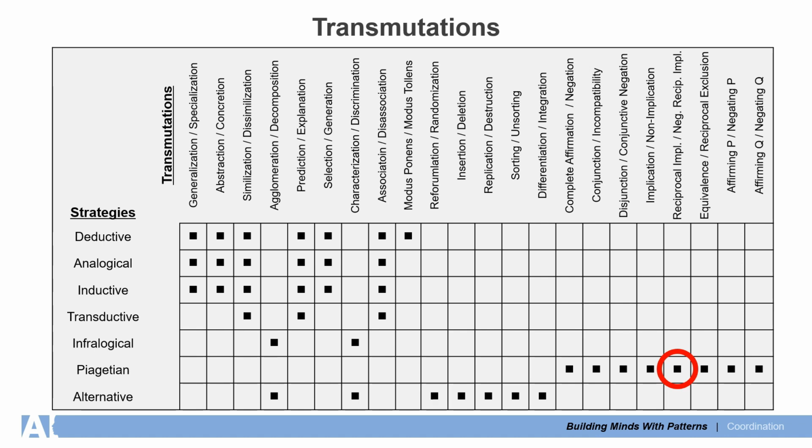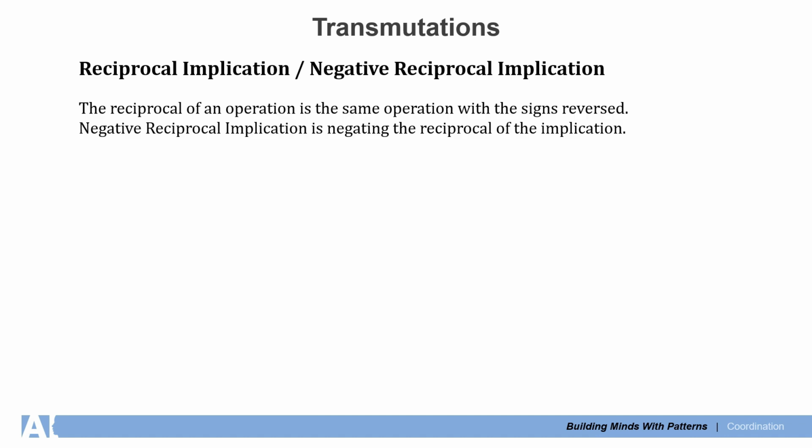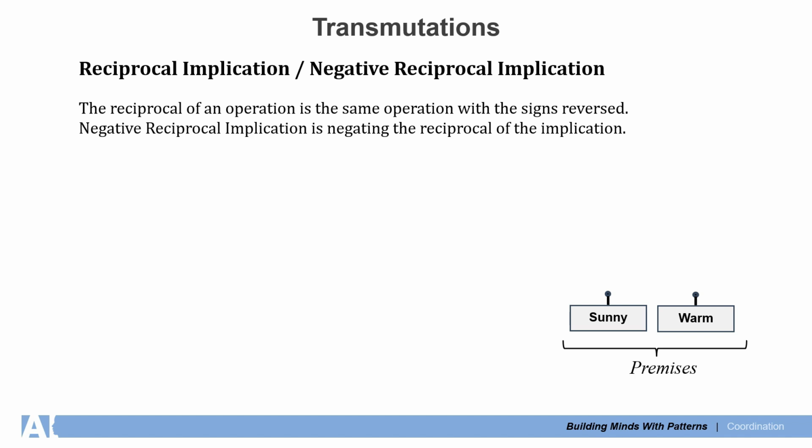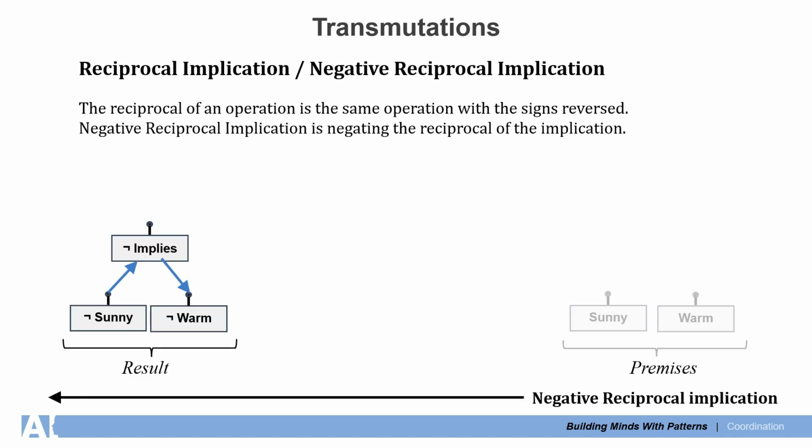Reciprocal implication and negative reciprocal implication are Piagetian transmutations. The reciprocal of an operation is the same operation with the signs reversed. Negative reciprocal implication is negating the reciprocal of the implication. Given rich and happy as premises, using reciprocal implication, we will derive not rich implies not happy. For premises sunny and warm, negative reciprocal implication would imply not sunny does not imply not warm.